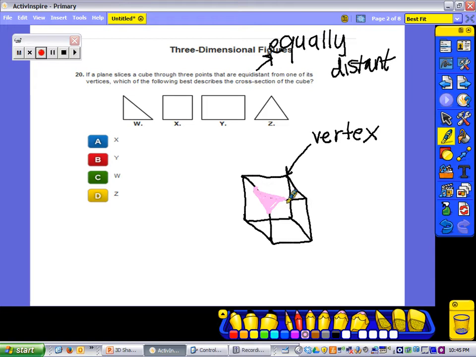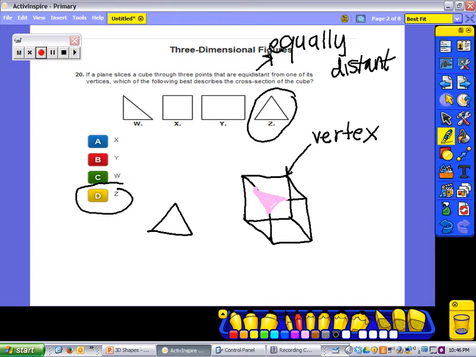You can kind of tell. Keep in mind that these are equally distant. That means they are the same distance apart. And so we're going to think about what kind of triangle has equally distant lengths. A triangle that has that would be an equilateral triangle. So that would be Z, and the answer there is D.